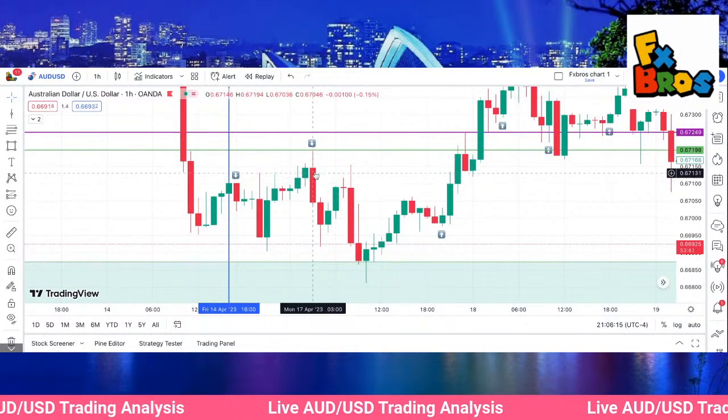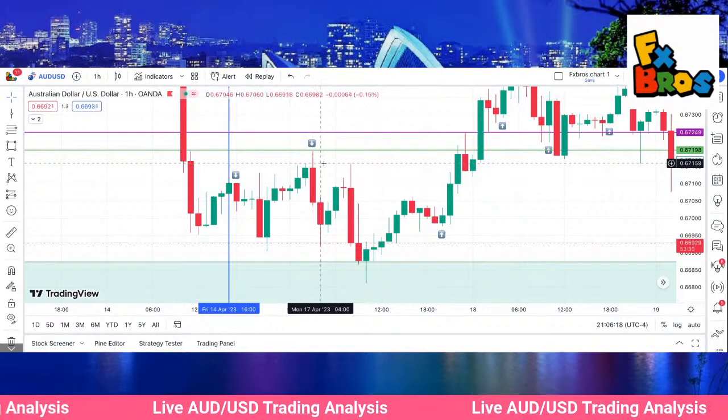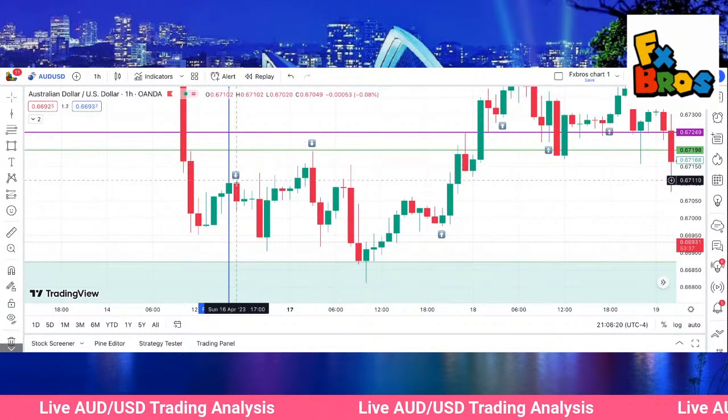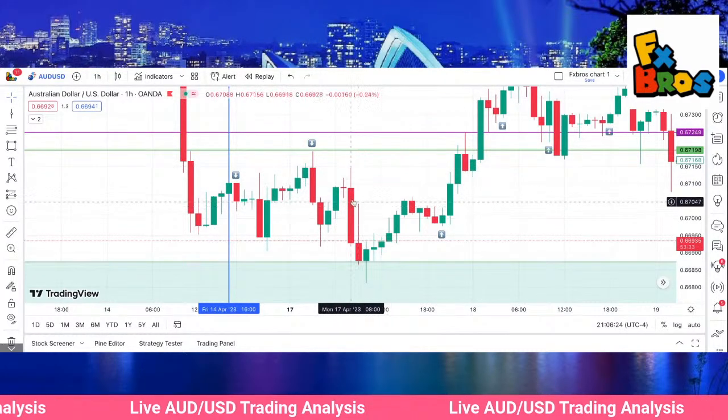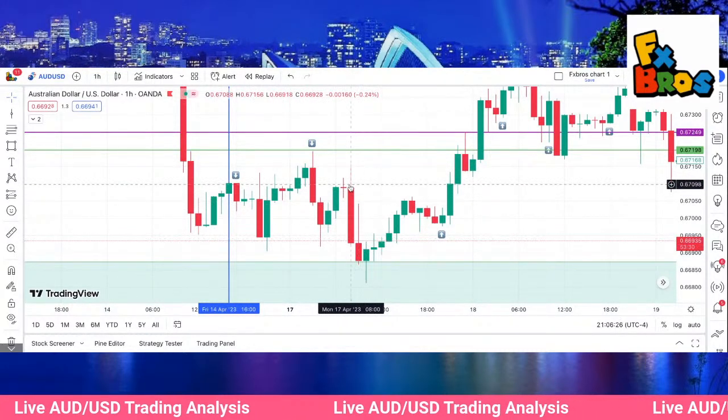A lot of people that live in the U.S. probably weren't up to catch that one, so that just would have been a loss. And then you would have had to wait all morning. There were no engulfings, a lot of price action though.